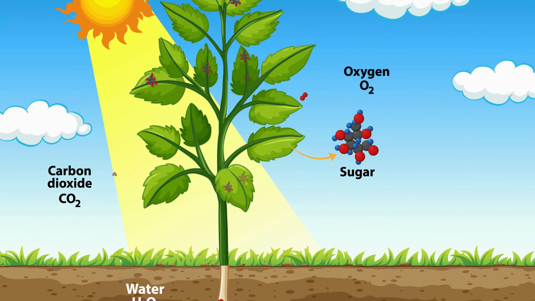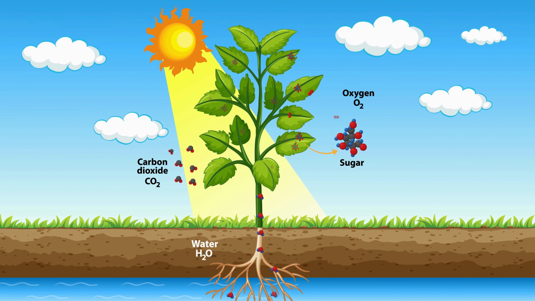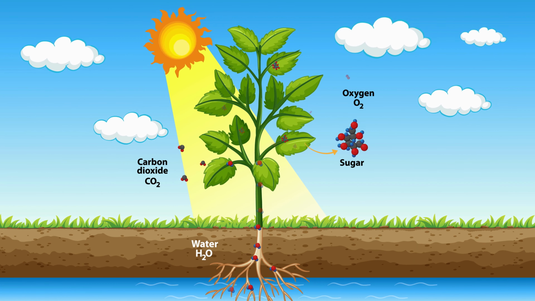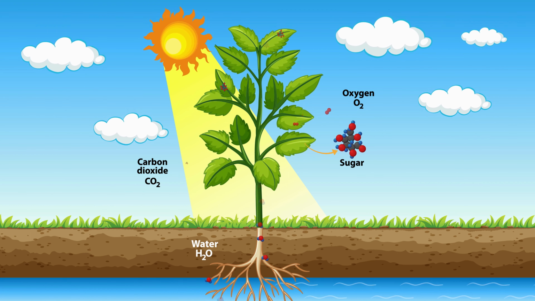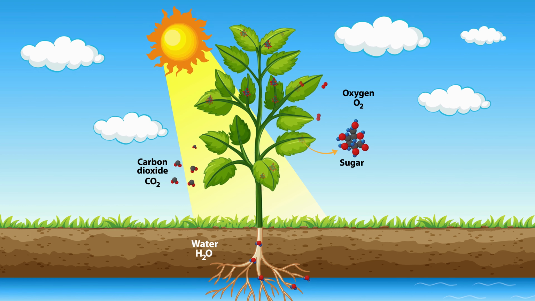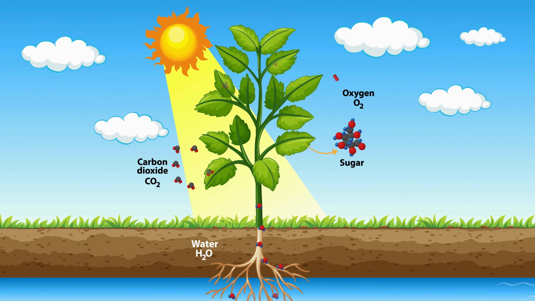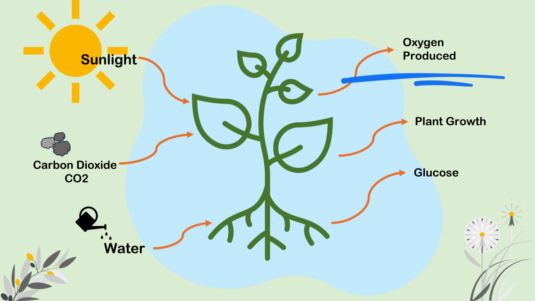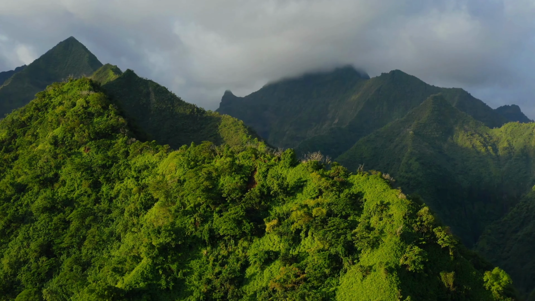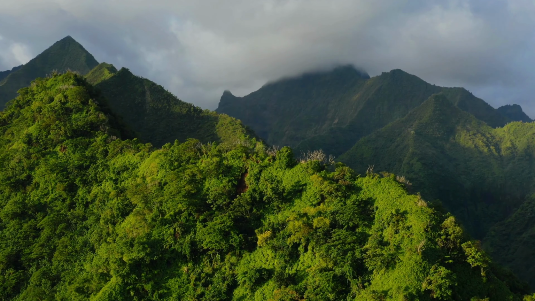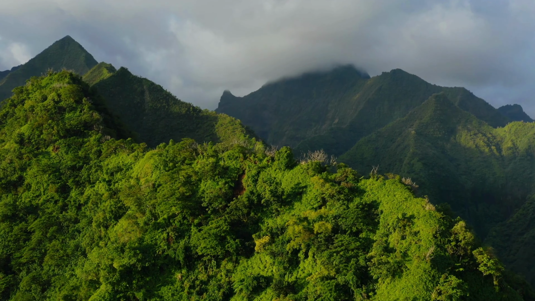But photosynthesis is not just about producing food for plants, it's also about oxygen production, a critical element for life on Earth. In fact, every breath we take is a testament to the power of plants. They continuously release oxygen into the atmosphere, replenishing the air we need to survive. And the benefits of photosynthesis extend far beyond just providing oxygen.